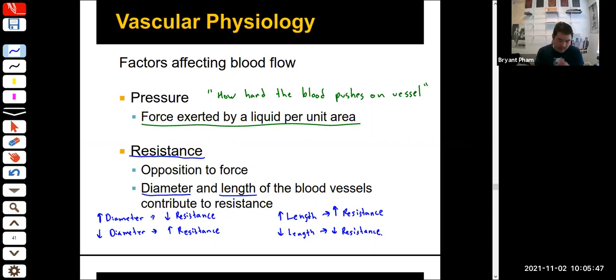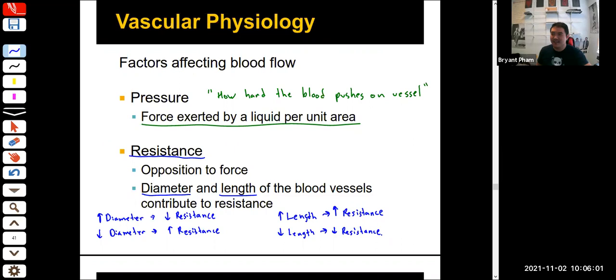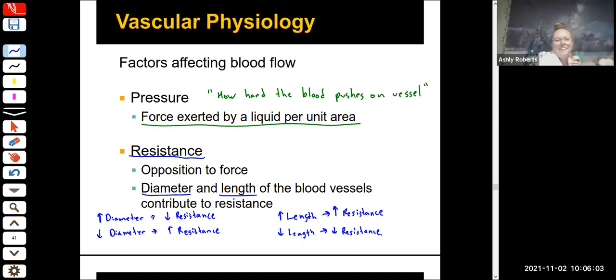So let's kind of give this some more practical application here. Who lives longer, tall people or short people? Short people. Short people live longer. That's good news for you guys. Yeah, rub it in my face. It's fine.